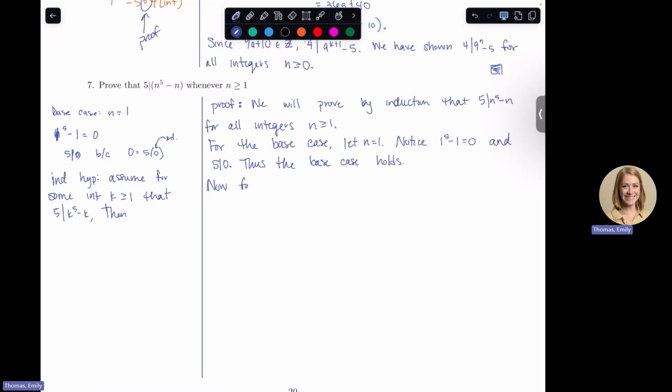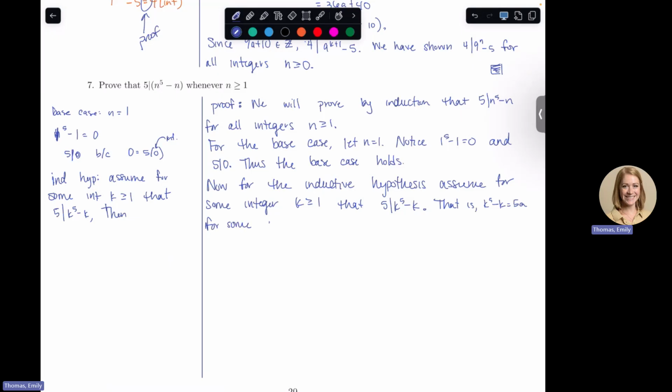Now, for the inductive hypothesis, assume for some integer k greater than or equal to 1 that 5 divides k to the fifth minus k. That is, k to the fifth minus k is equal to 5a for some a in Z. Are we okay with all of that?